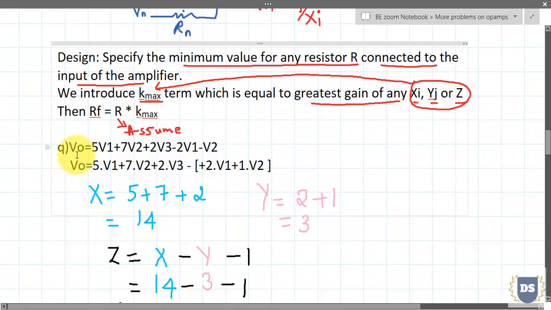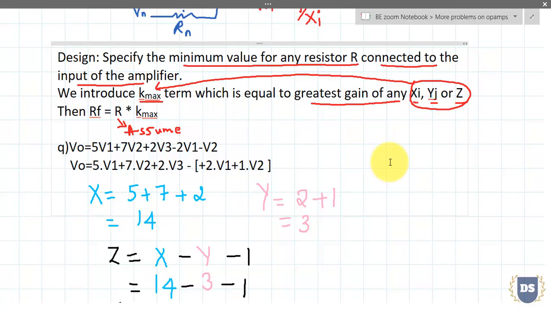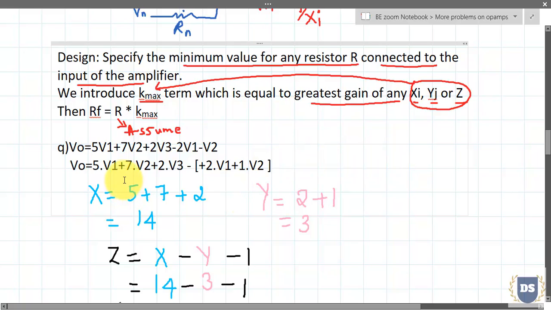Here is a question where they have given the expression for output voltage in terms of input voltages V1, V2 and V3, and they are asking us to design the op-amp adder circuit. So if I make use of the general approach that we have gone through earlier, I can make grouping in this output expression, and I can divide this equation into two groups based on the signs. 5V1, 7V2, 2V3 are all associated with positive sign, so this forms my group 1. Negative 2V1, negative 1V2 forms the other group because it's associated with negative sign.